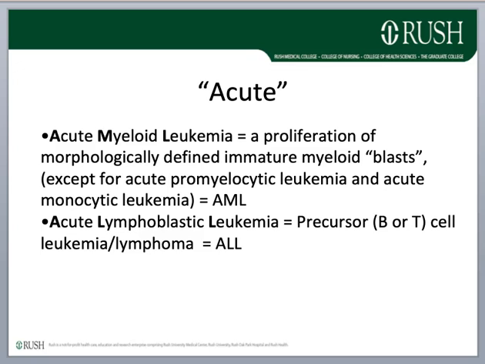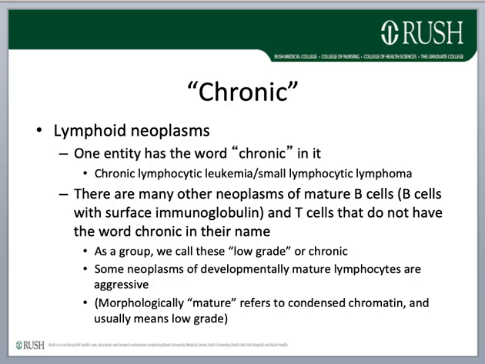together under ALL. Now, if you're wondering what chronic is and just can't stand waiting for the next presentation on chronic leukemia, chronic refers to lymphoid neoplasms, and only one entity has the term chronic and leukemia in it, and that's chronic lymphocytic leukemia/small lymphocytic lymphoma. Now, there are many other neoplasms of mature B cells, that is, B cells that express surface immunoglobulin like normal mature B cells, as well as T cells that do not have the word chronic in their name.